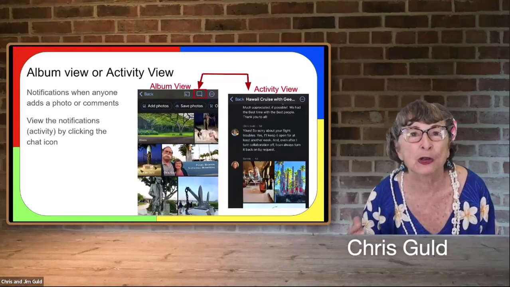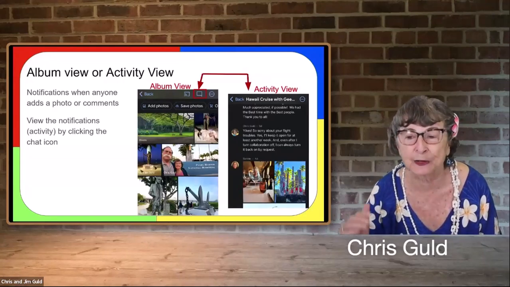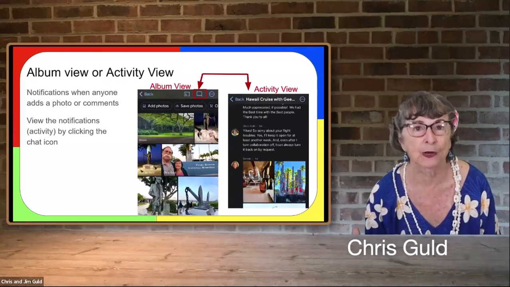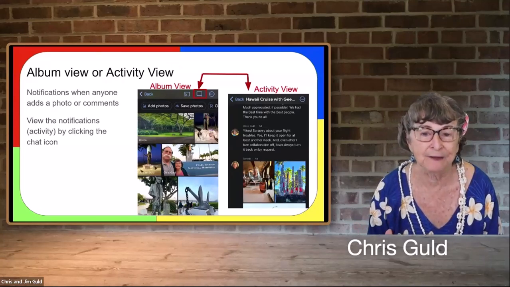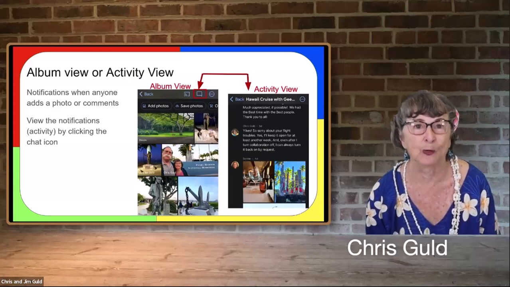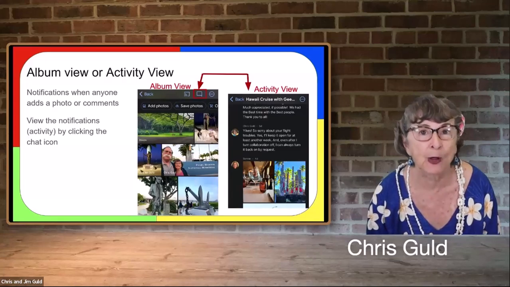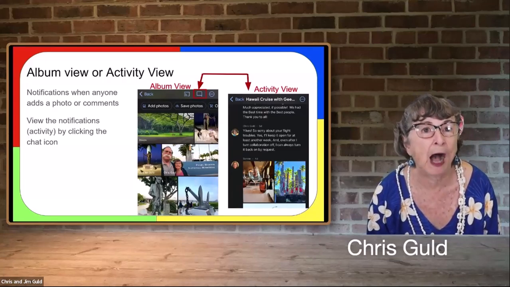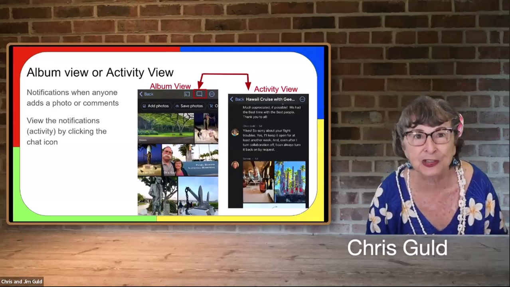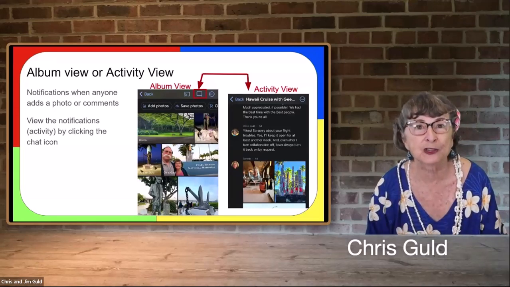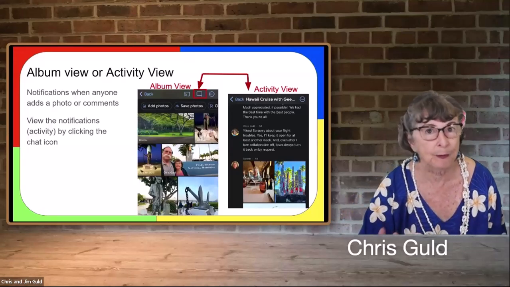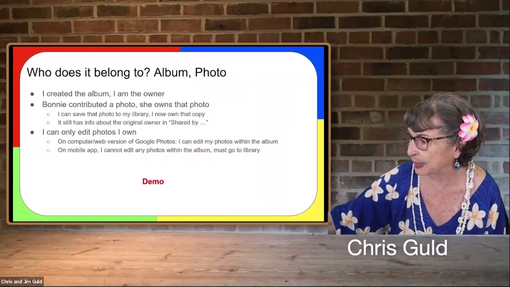In Google Photos, you have your choice of looking at either the album view, which shows all the photos in date order, or the activity view, which shows you what the latest thing that happened on the album was, be it a new photo from somebody, or a comment or a like by somebody. So it gives you a whole conversation area as well as just a set of photos, and you can view it one way or the other. I will show you that.